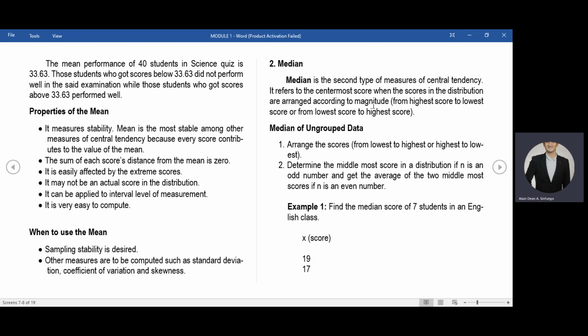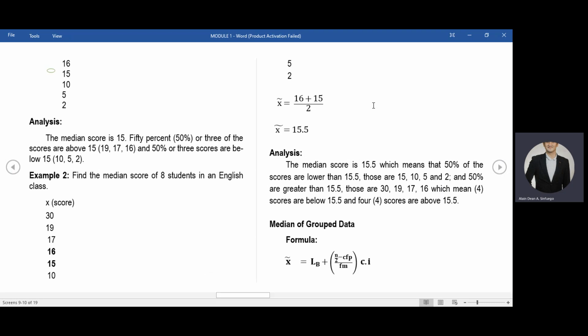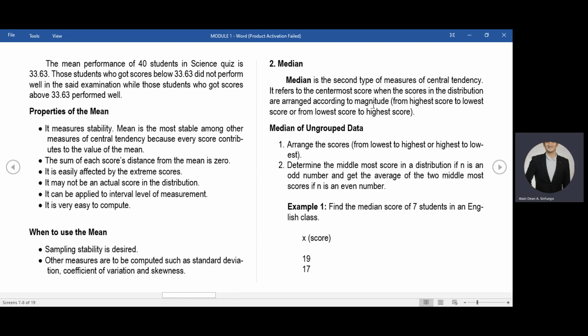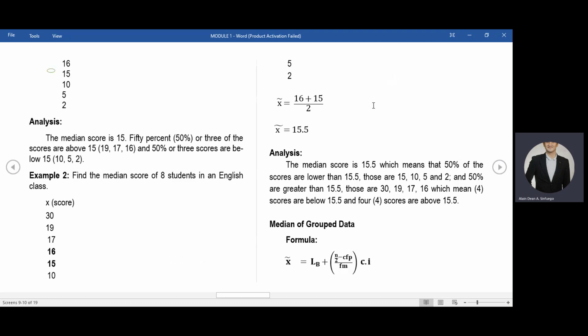For example, the scores of 7 students in an English class are 19, 17, 16, 15, 10, 5, and 2. It is already arranged from highest to lowest. You just get the middle term, which is 15. Analysis: the median score is 15, which means 50% or 3 of the scores are above 15, and 50% or 3 scores are below 15. Namely, for the scores above, we have 19, 17, 16, and the scores below are 10, 5, 2, respectively.